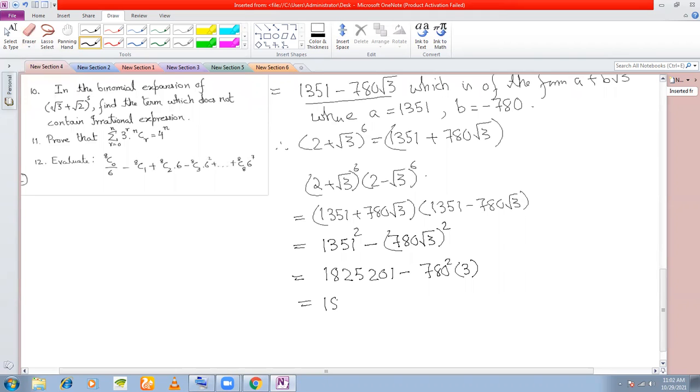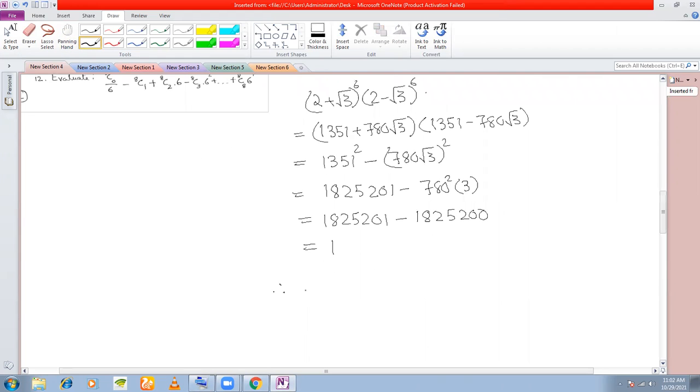So this is 1825201 minus 780 square into 3. You can work this out to be 1825200, which is equal to 1. So that means, therefore, thus we can say, hence, (2 minus root 3) to the power of 6 is the reciprocal of (2 plus root 3) to the power of 6.